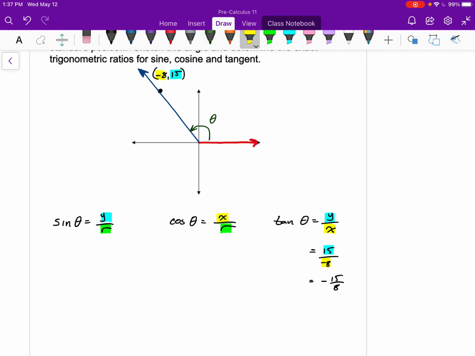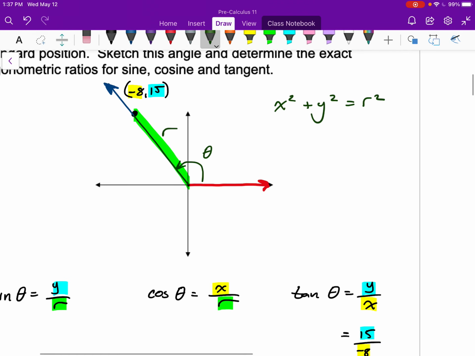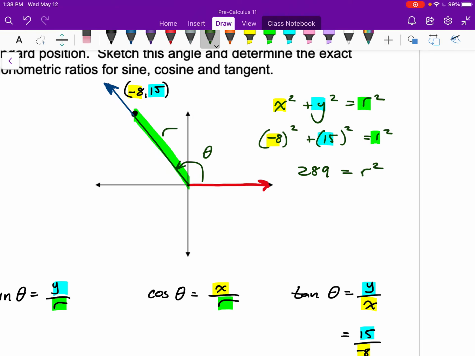And again, r is essentially the hypotenuse of a triangle, or it is the distance I've just highlighted in green. And remember, we can always figure that out from remembering that x squared plus y squared always equals r squared. Again, this is all really just review of last day. So in this case, I have (-8) squared plus 15 squared equals r squared. And (-8) squared plus 15 squared is 289, which actually is a perfect square. If you square root 289, you get exactly 17.